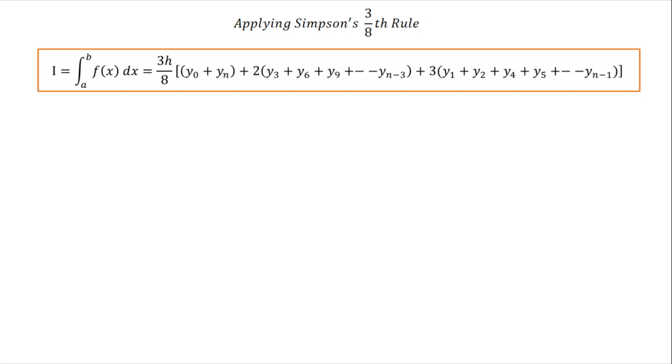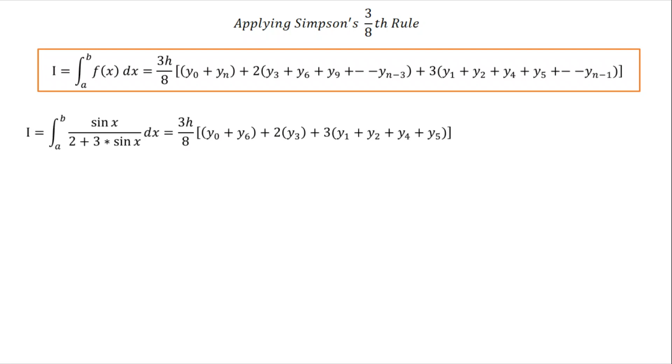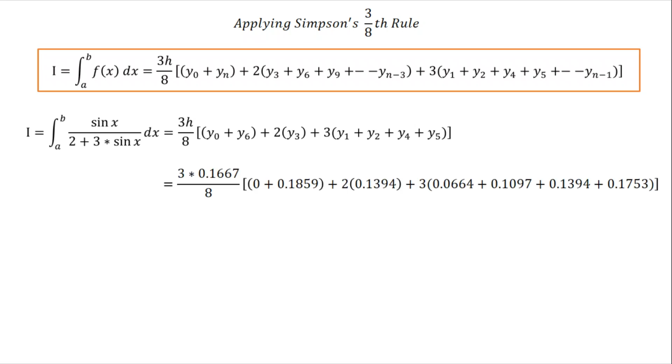First prepare the formula according to our number of strips. So the formula is 3h by 8 times y0 plus y6, where y6 is nothing but yn, since the number of strips is 6, plus 2 into the multiple of 3 term y3, plus 3 into the remaining terms y1 plus y2 plus y4 plus y5. So we have all the values of y0 to y6.